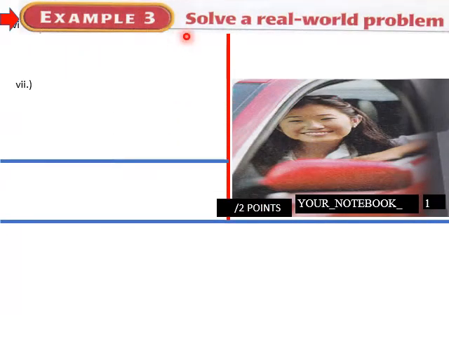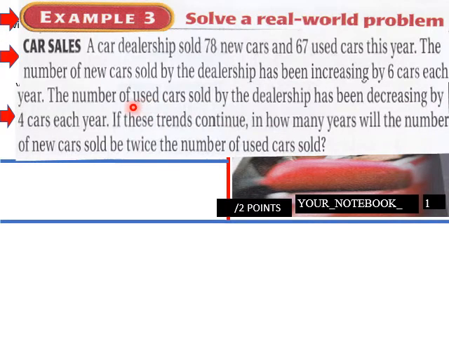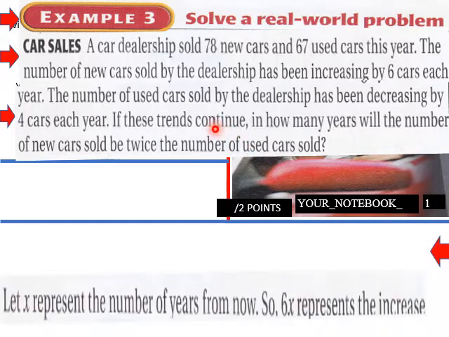We're going to start off here with example 3. Solve a real-world problem. A car dealership sold 78 new cars and 67 used cars this year. The number of new cars sold by the dealership has been increasing by 6 cars each year. The number of used cars sold by the dealership has been decreasing by 4 cars each year. If these trends continue, in how many years will the number of new cars sold be twice the number of used cars sold?